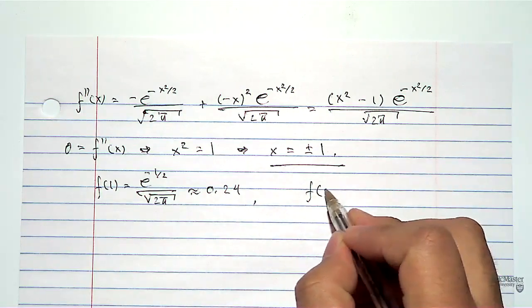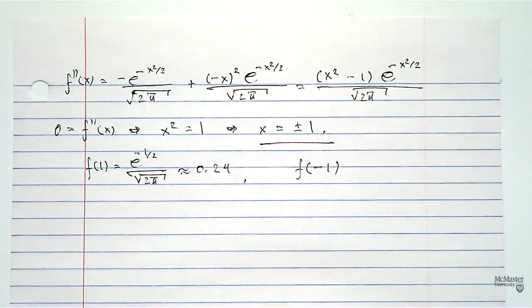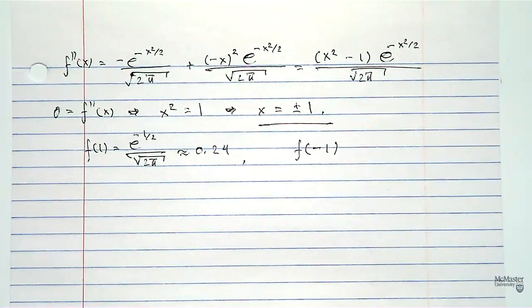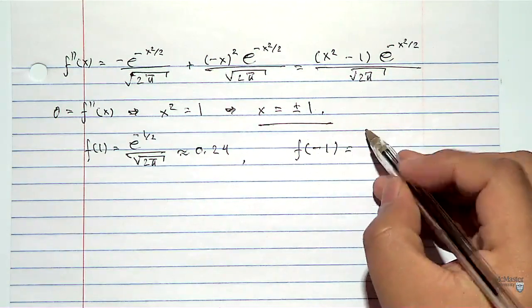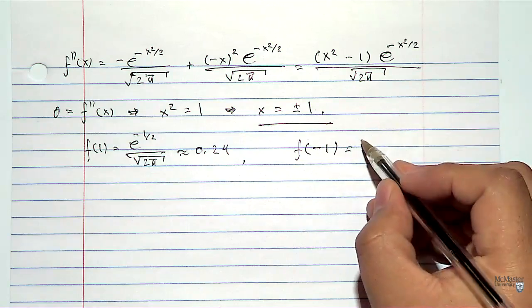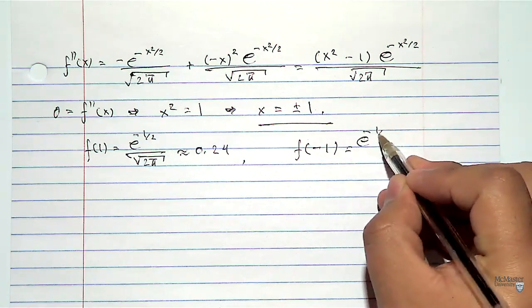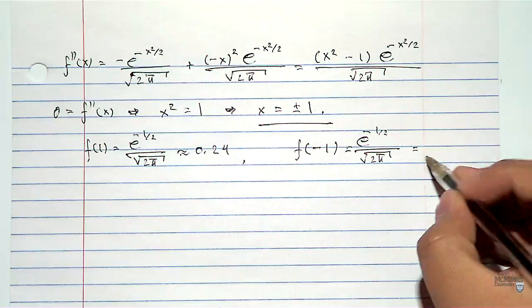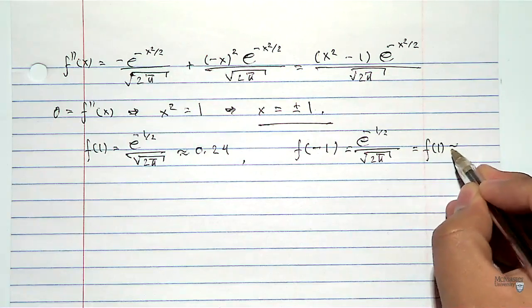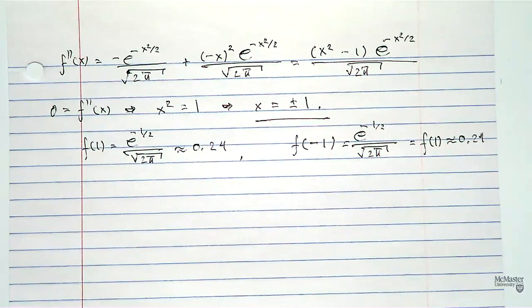If I do the computation of f, not of f double prime, but of f of minus 1, I actually get the same value, because remember that the exponential depends on x squared. So this is e to the minus 1/2 divided by square root of 2 pi, which is, just to emphasize, f of 1, which is around 0.24.